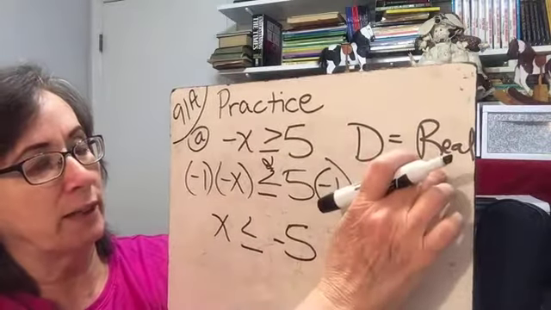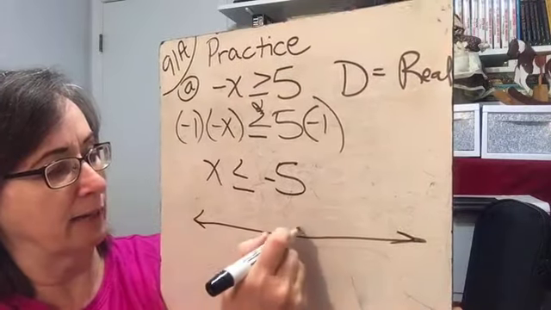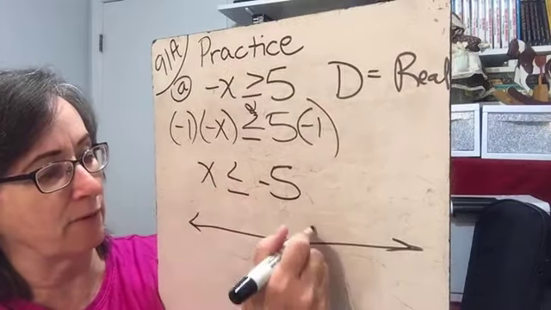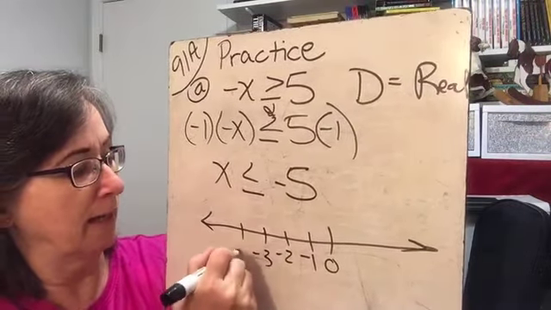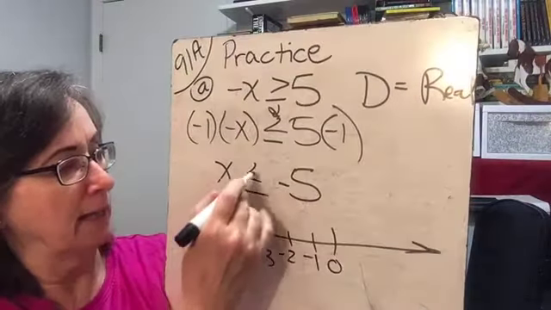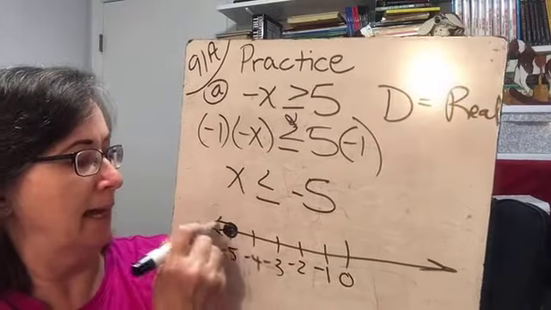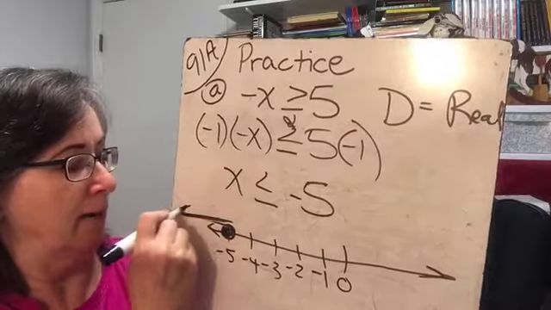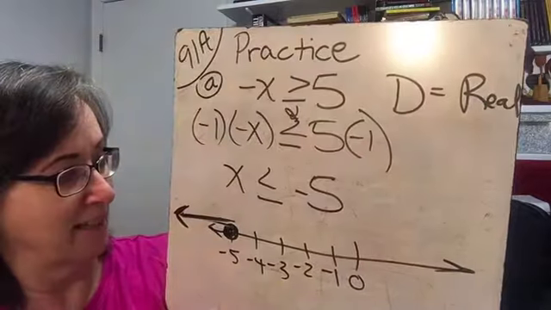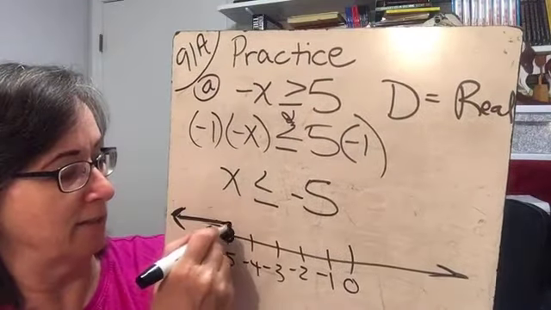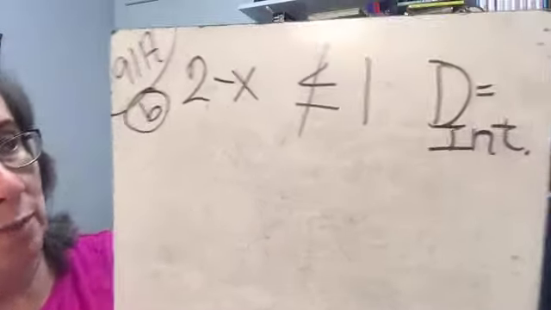The domain is the reals, so the whole number line will work. Since this is less than or equal to a negative 5, I'm going to move my 0 over a little bit. Negative 1, negative 2, negative 3, negative 4, negative 5. Less than or equal to is going to be a solid circle and to the left. Now, I don't have much space here, but this goes off to negative infinity, doesn't it? So it's just going to keep on going all the way to negative infinity.